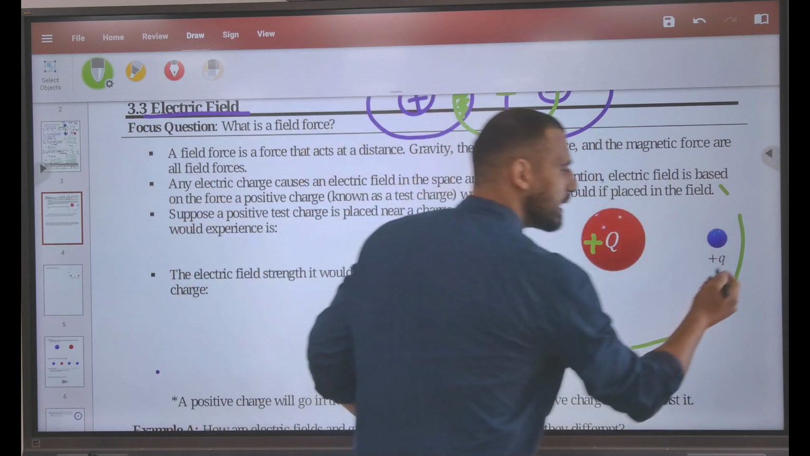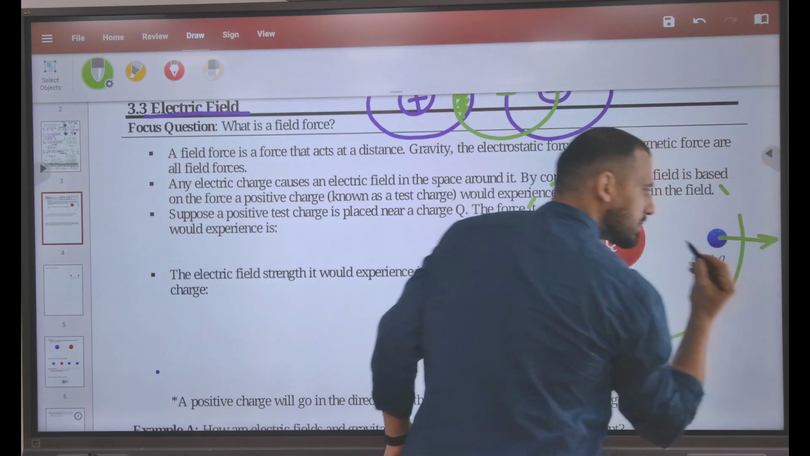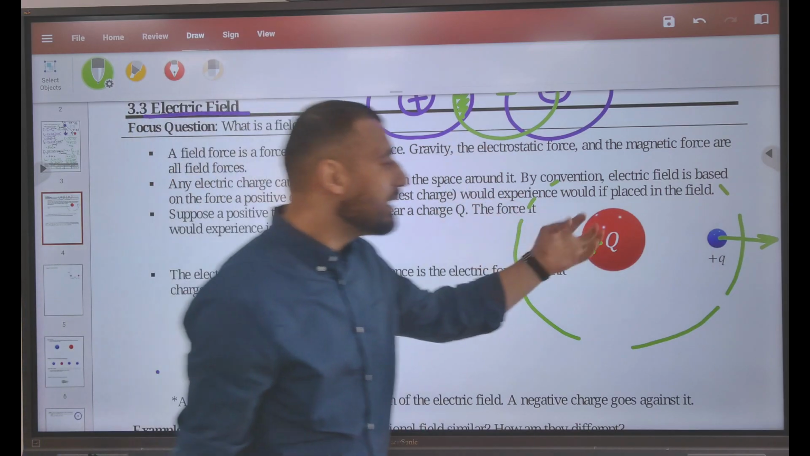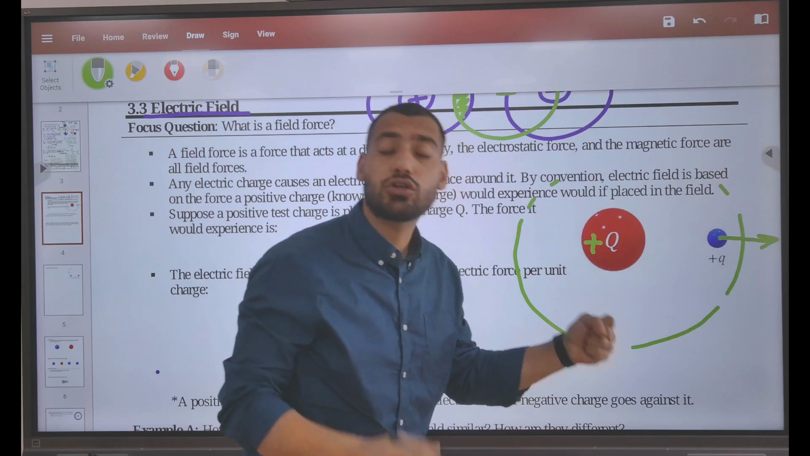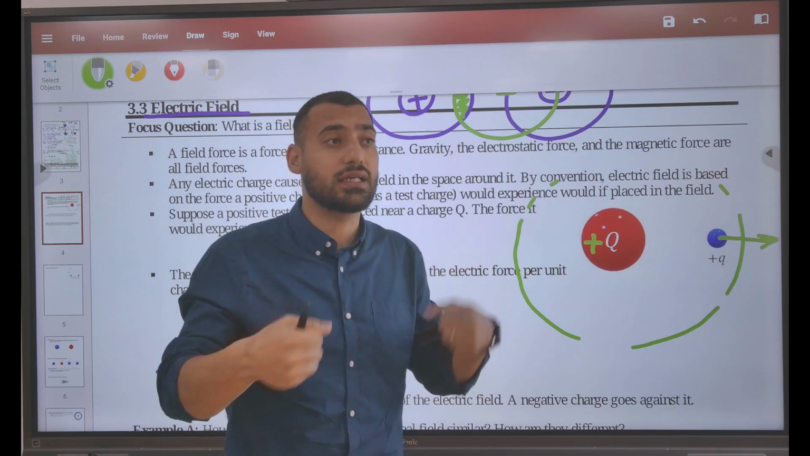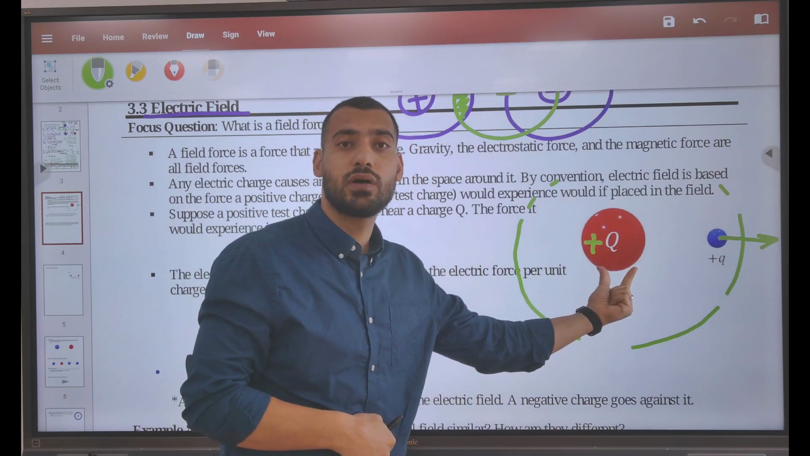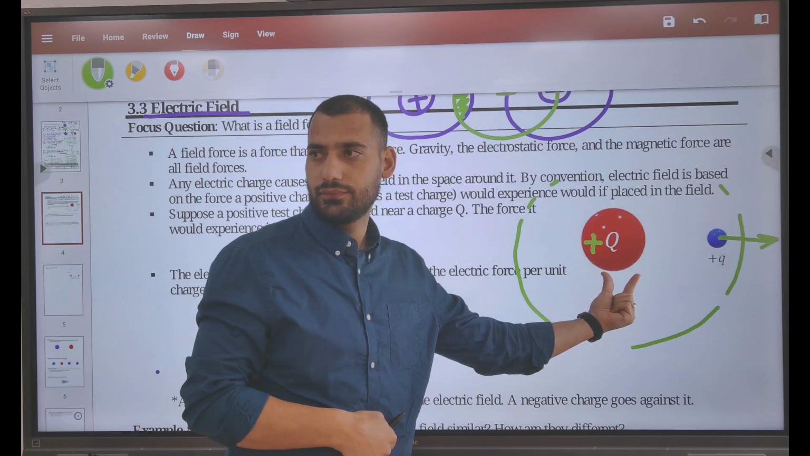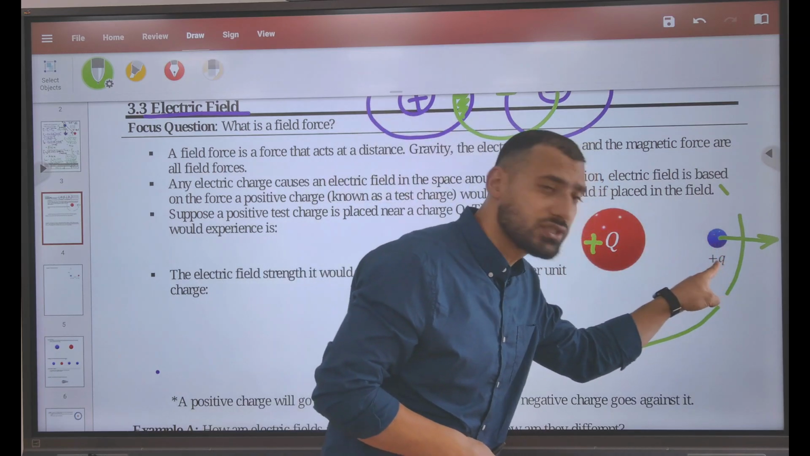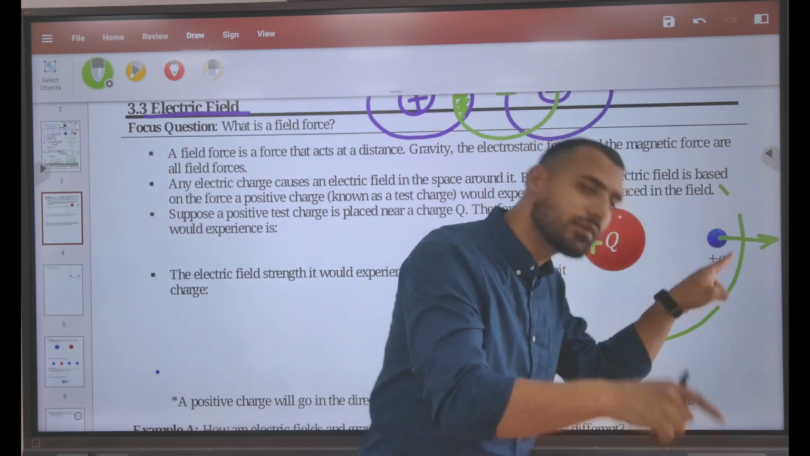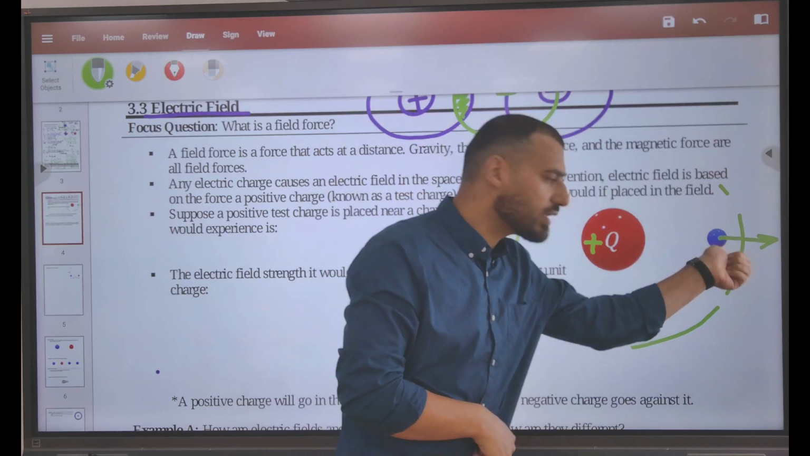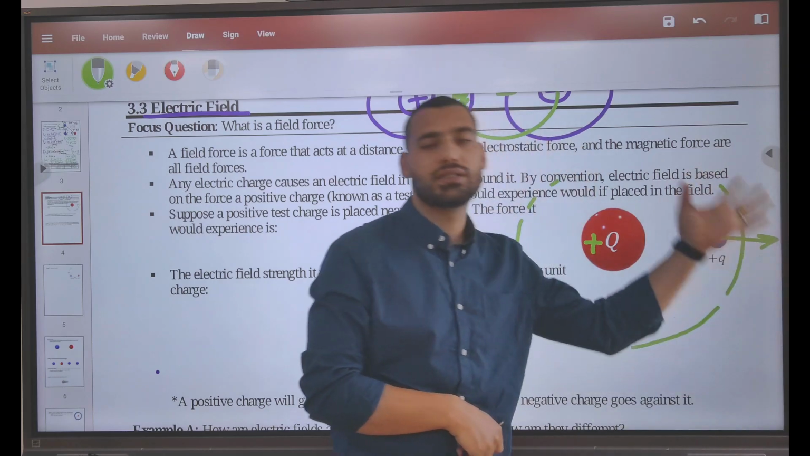So what will happen is this charge will be repelled like this, isn't it? Remember, in order to understand the strength of the electric field, we want to calculate how strong is the electric field developed because of capital Q. That strength is calculated by the force that this charge experiences divided by the charge.